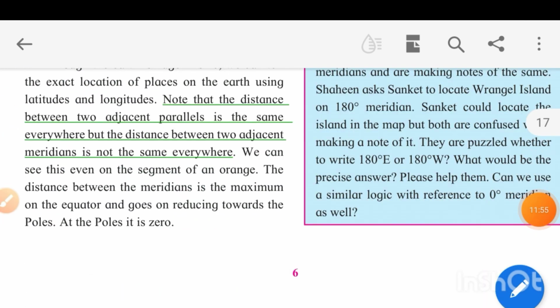We can see this even on the segments of an orange. The distance between the meridians is the maximum at the equator and goes on reducing towards the pole. At the pole, it is 0. It means that as you draw the lines of meridians, they become smaller and smaller, and so small that it becomes a dot by the time it reaches the south pole or the north pole. So that's the reason it says at the pole it is 0.